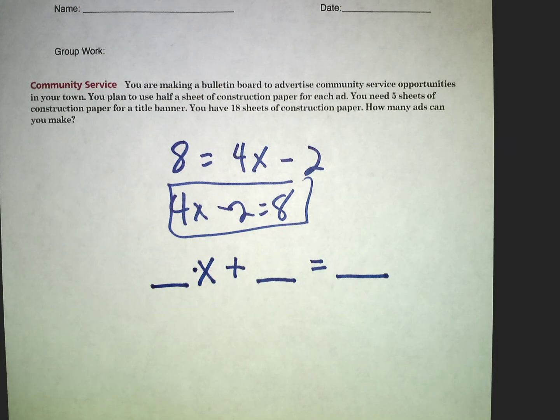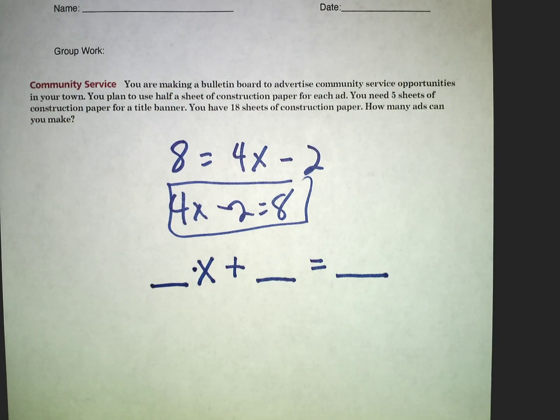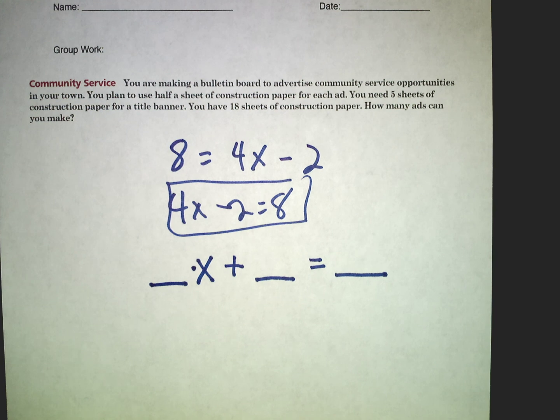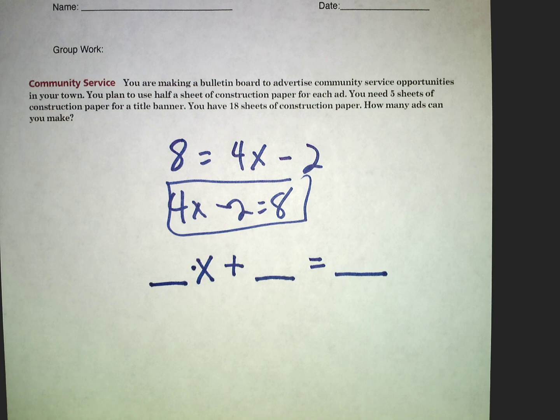You are making a bulletin board to advertise community service opportunities in your town. You plan to use half a sheet of construction paper for each ad. You need 5 sheets of construction paper for a title banner. You have 18 sheets of construction paper. How many ads can you make? Okay, so I'm already thinking about a whole bunch of things here.